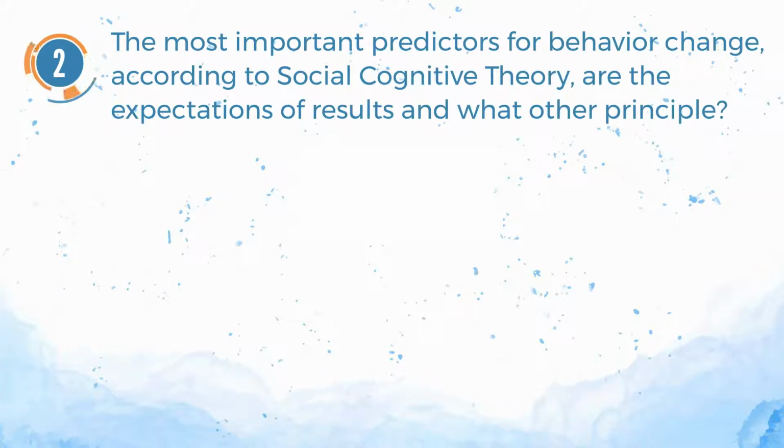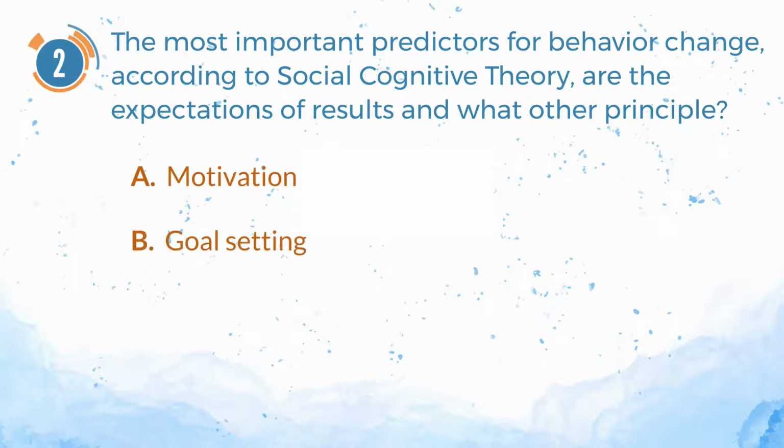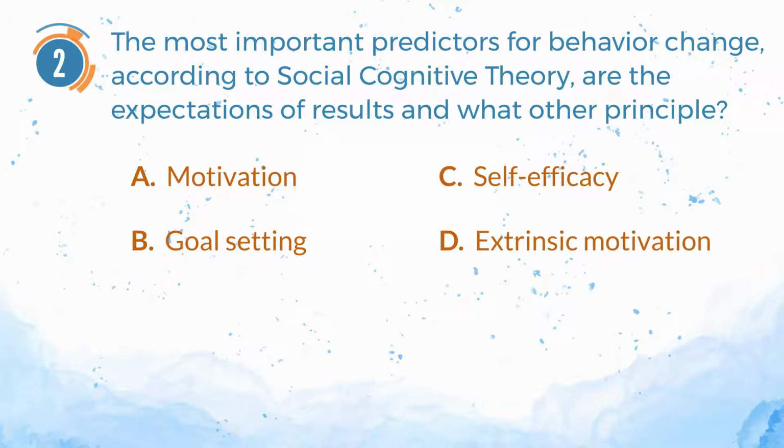Number 2. The most important predictors for behavior change, according to social cognitive theory, are the expectations of results and what other principle? A. Motivation. B. Goal setting. C. Self-efficacy. D. Extrinsic motivation.